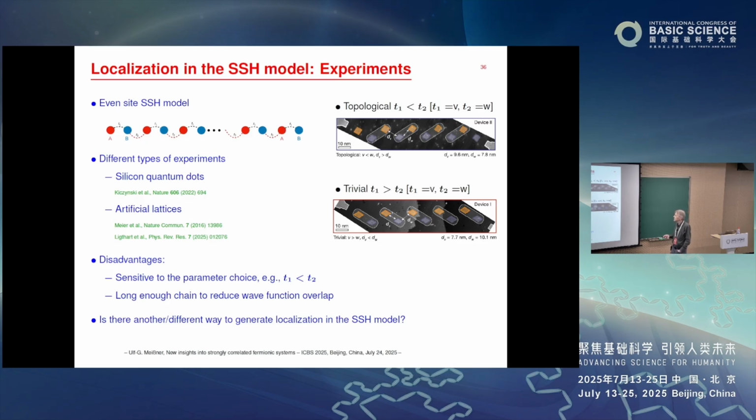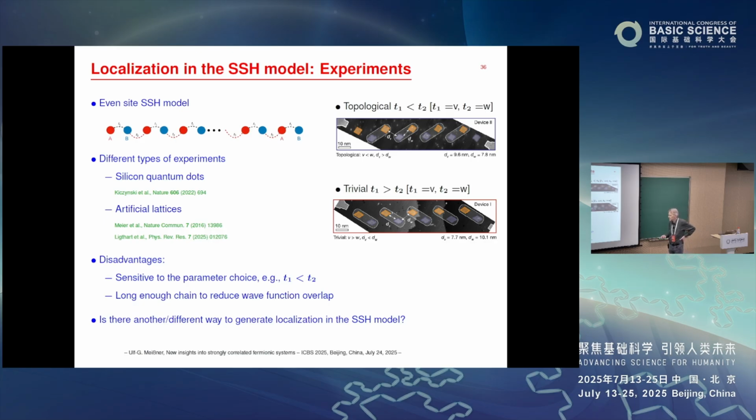And you can see that you can manufacture this model by silicon quantum dots or artificial lattices shown in these papers. This is from this silicon quantum dot, and you see you have this topological state, which is this thing here for T1 smaller than T2. In this paper, these are called V and W. And for T1 larger than T2, you have the trivial state, there's no topology. And the disadvantage, of course, is a sensitive parameter choice. You have to ensure that T1 is smaller than T2. And of course, your chain has to be long enough to reduce the wave function overlap.